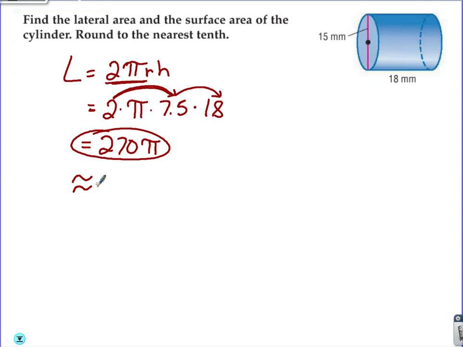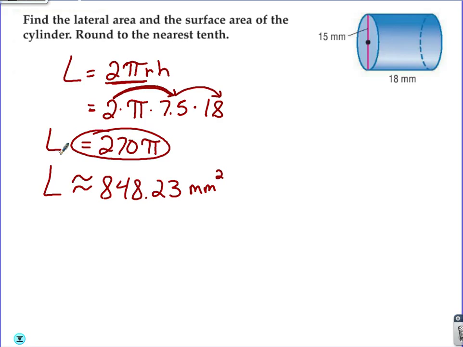As soon as you plug in anything for pi, whether it be 3.14 or 3.14159, that answer is no longer exact, because 3.14159 is not exact. How do you write down the exact answer? You can't, because it's irrational. It goes forever. What did y'all get to 2 decimal places? I got 842.23, and that would be in millimeters squared. That is the lateral area.